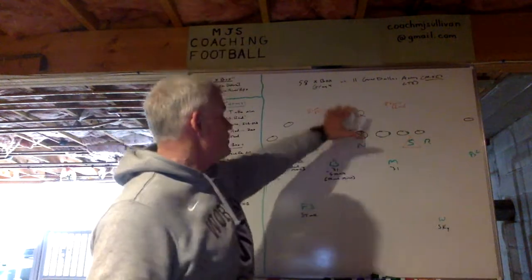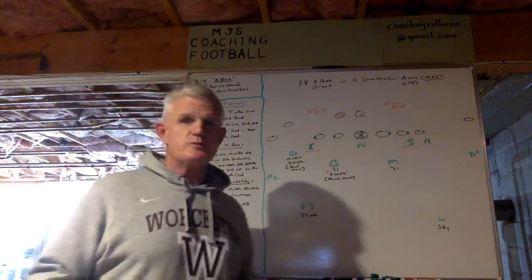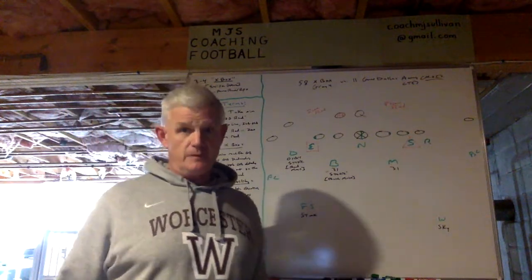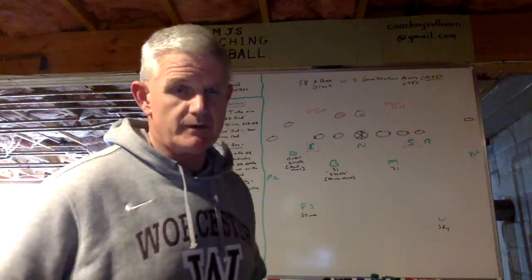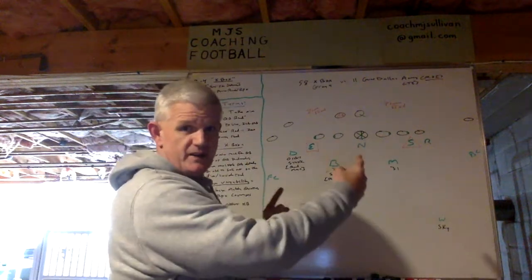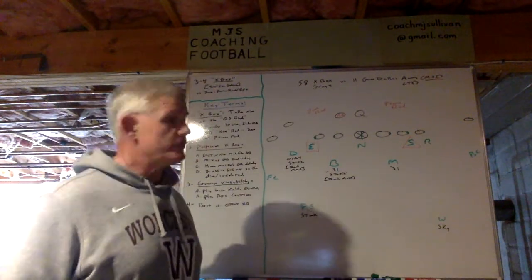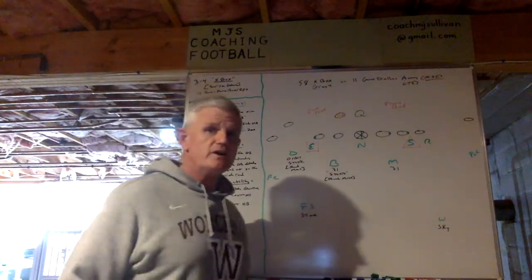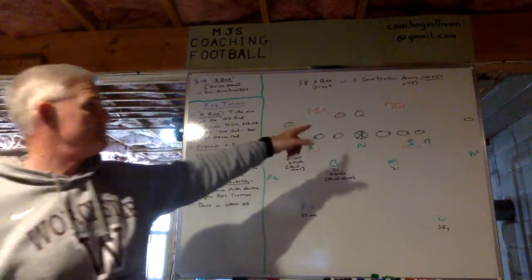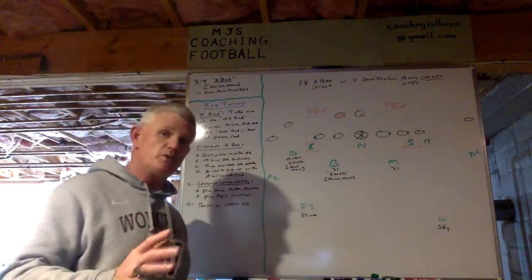So let's go over here now. I'm going to show you what we call 58, which means we have 2-5 techniques. We can run it out of our base 3-4 front, but it's best out of this, as you'll see: Gray 4, which is our match quarters, versus what we call 11 gun Dallas away. That means the halfback's offset away from the tight end, and it's in the middle of the field.